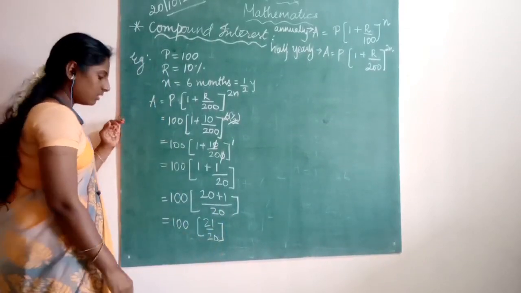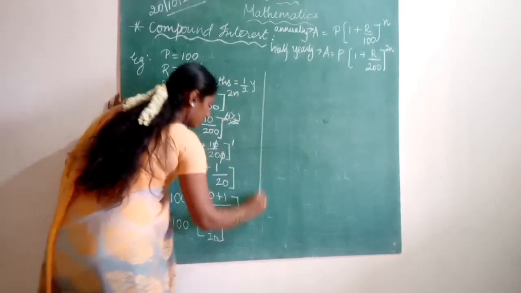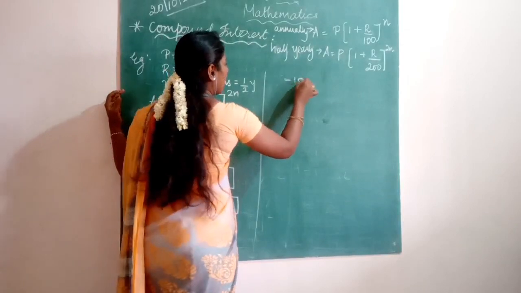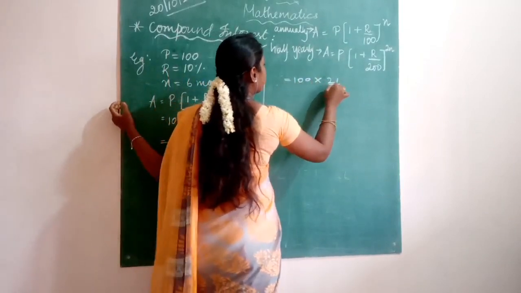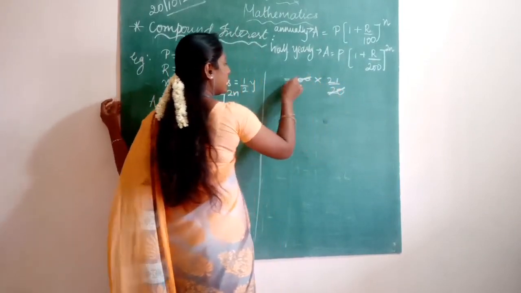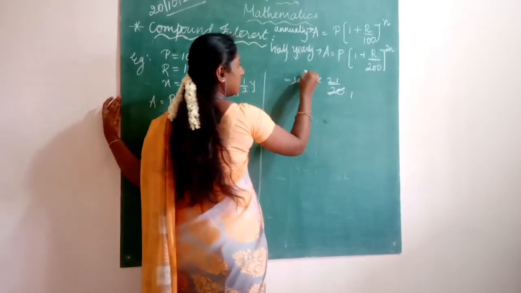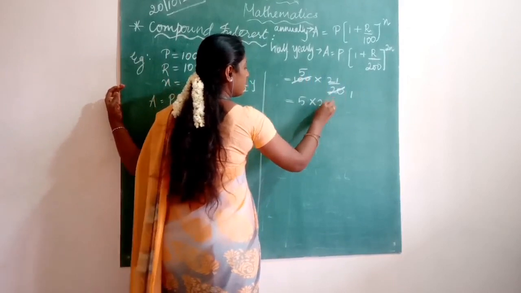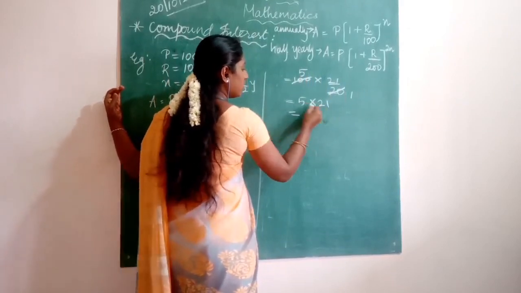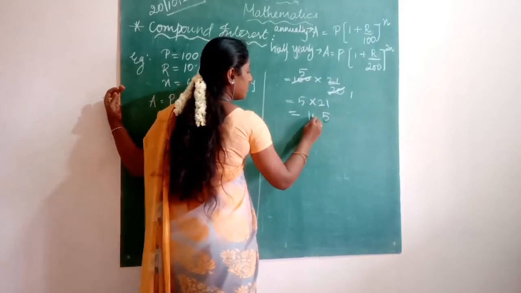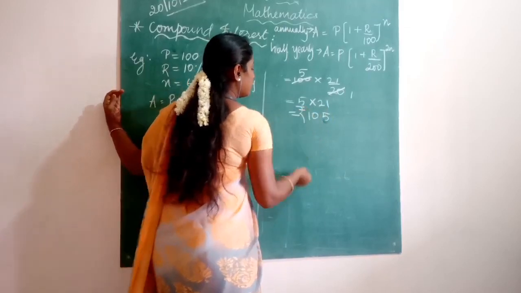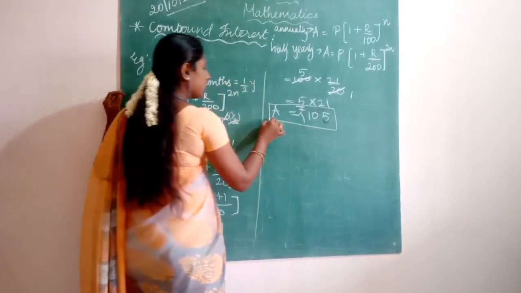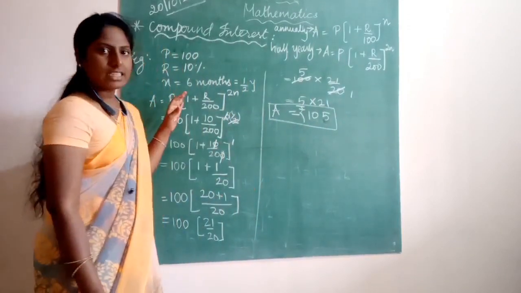Clear? Okay, now you can write this as 100 into 21 by 20. So you can cancel 20 and 100, and you can write 20 ones are 20 and 20 fives are 100. So you will have 5 into 21. So that is nothing but 1 five is 5 and 5 twos is 10. So rupees 105 is the amount that we have to pay at the end of 6 months as compound interest.